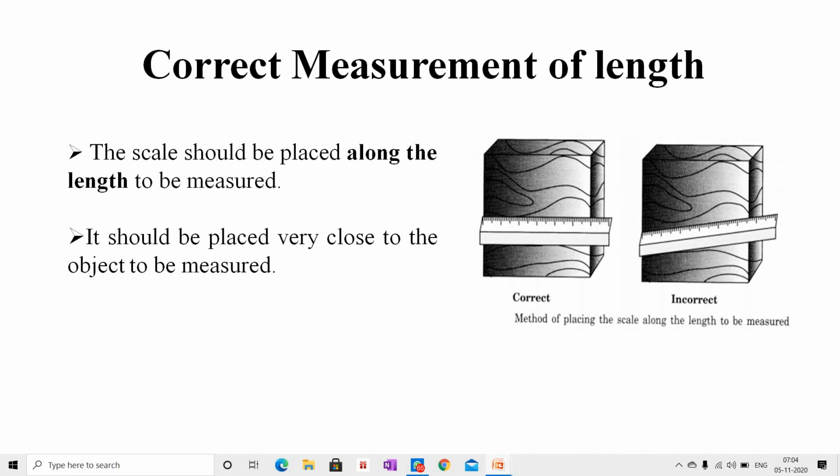Students, the scale should be placed along the length to be measured. It should be placed very close to the object to be measured. In this picture, students, you can see how we should place the scale correctly.